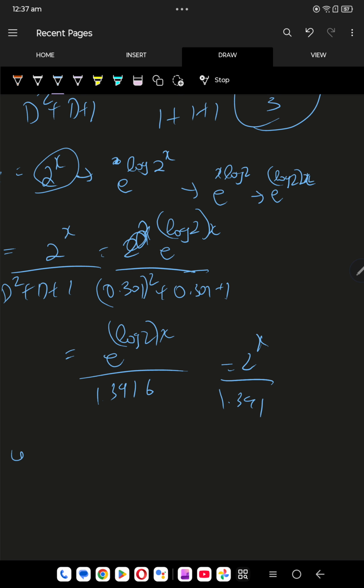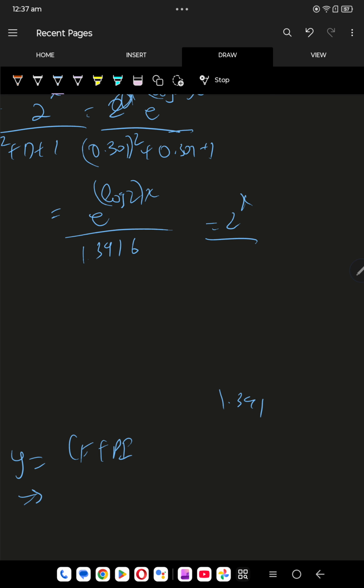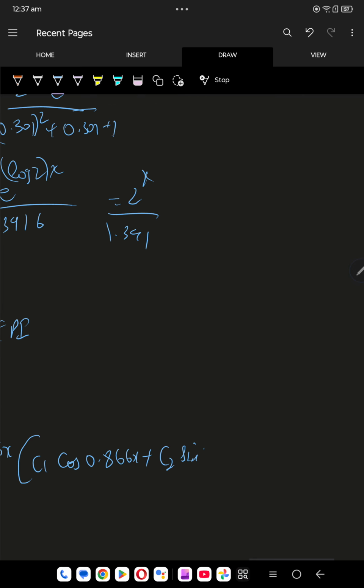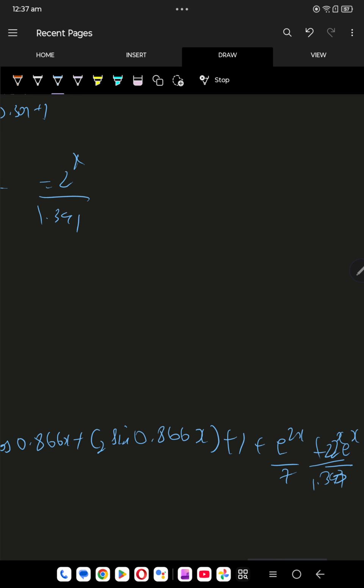So the final solution, CF plus PI, is y equals e power minus 0.5x (C1 cos 0.866x plus C2 sin 0.866x) plus 1 plus e power 2x by 7 minus 2 e power x by 3 plus 2 power x by 1.391.